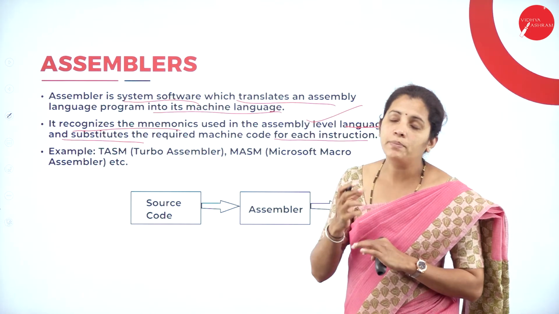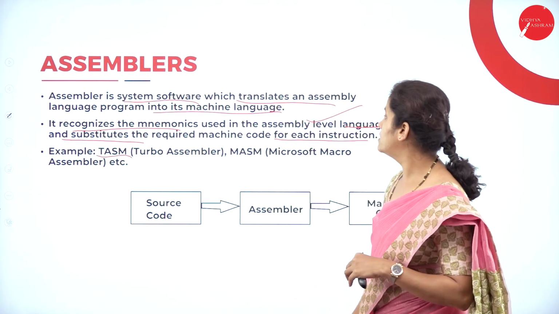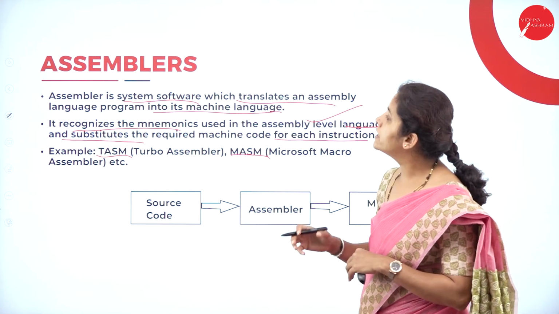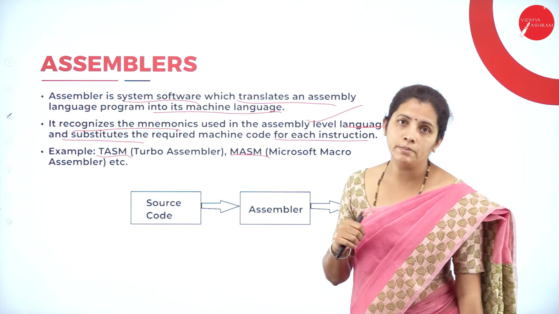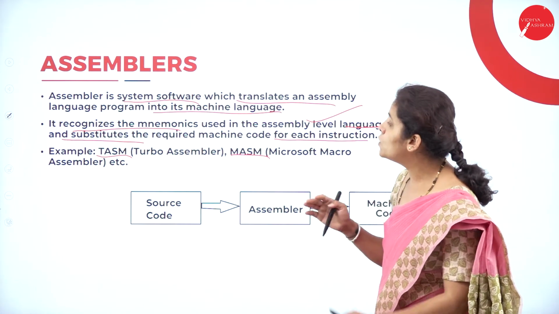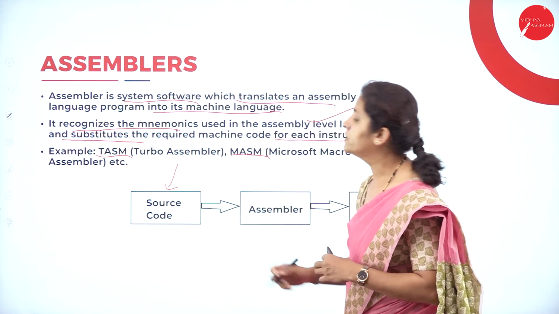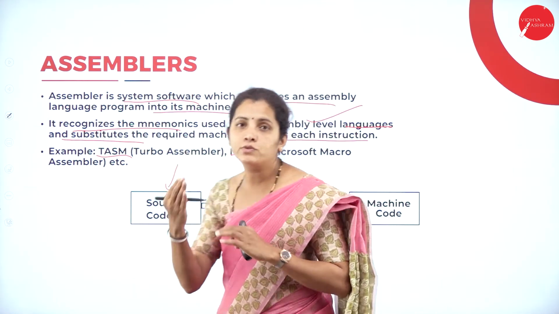So the examples for assembler are Turbo Assembler and Microsoft Assembler. These are some of the examples for assembler. So here assembler is nothing but a translator. So what is the input? That is, the input is your source program. So what type of source program?